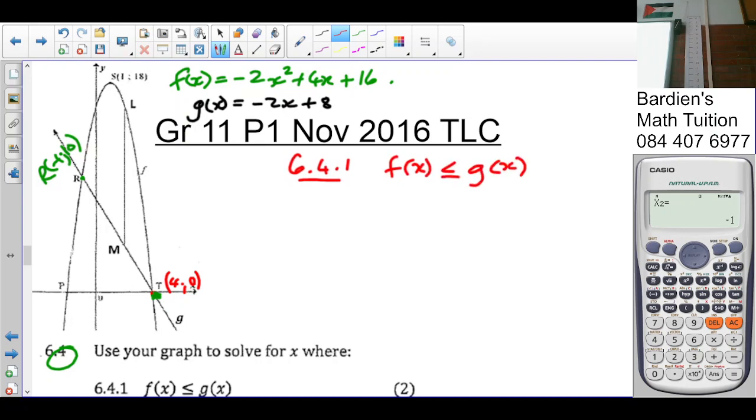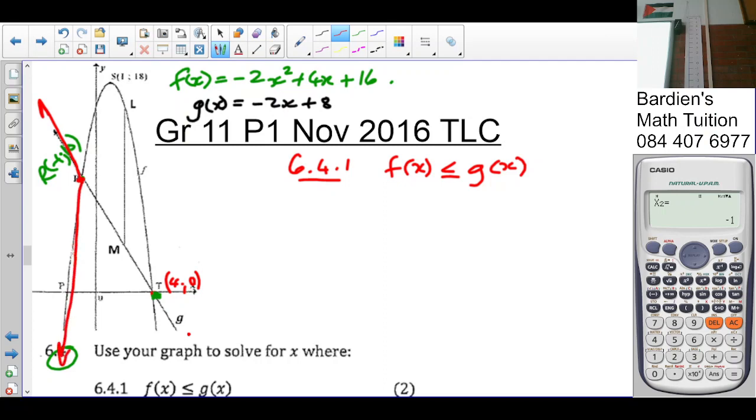So this is where the f of x graph is under the g of x graph, or the g of x graph is on top of the f of x graph. So if you're looking from the far left, is f or g on top? Is f on top or is g on top? F is on top. So g is on top till the point R. Not so? So there, that satisfies what we're looking for.